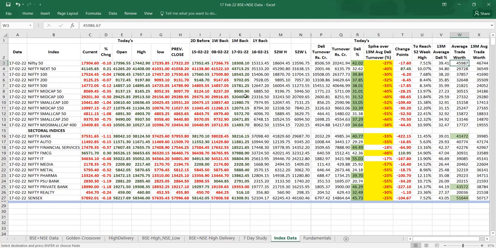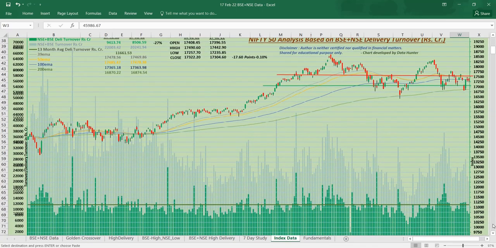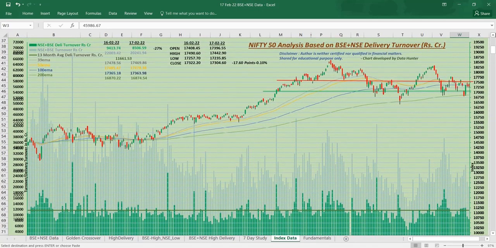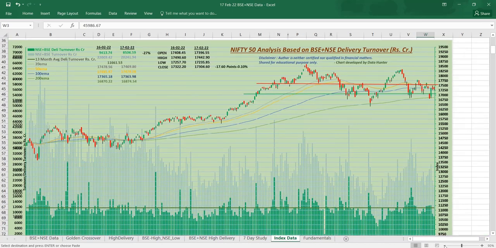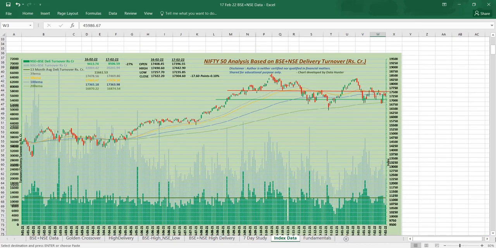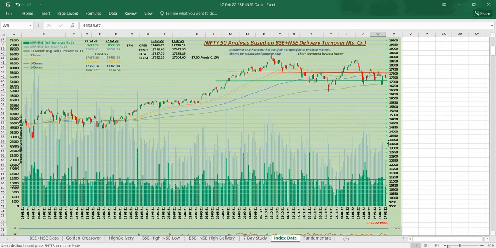So this is the data of 24 indices. If you keep watching it on a regular basis, you will come to know what the exact content of it is and how it affects the market. And at the bottom of that, I keep adding the Nifty 50 chart. I'll just zoom out so that you can view the entire chart on a single screen like this.